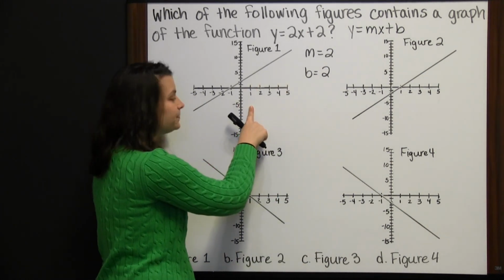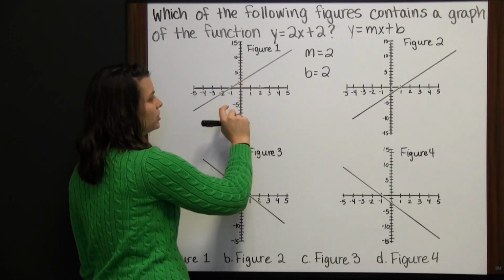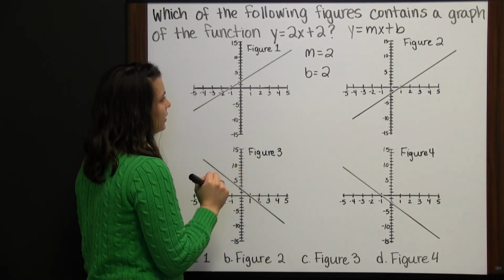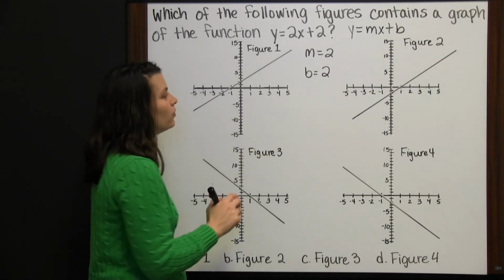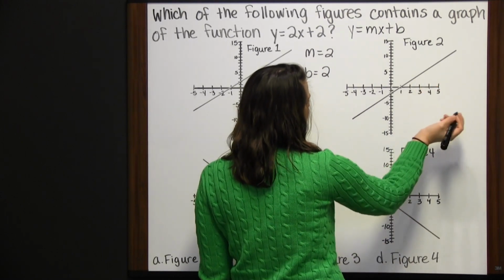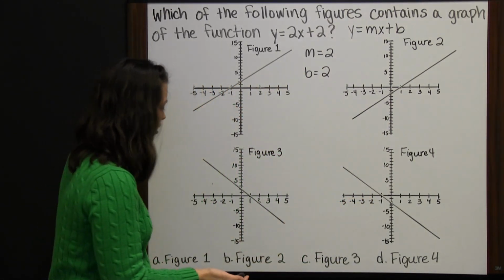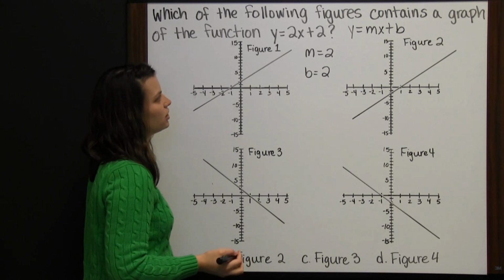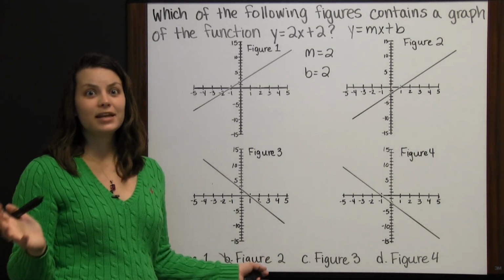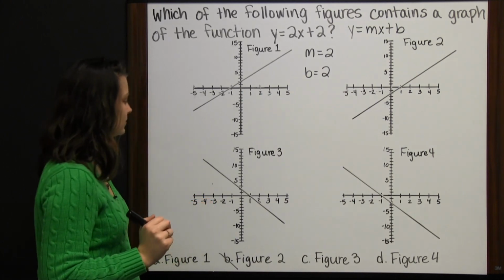Let's start with figure 1. In figure 1, this line is crossing the y-axis at 2. 1, 2, and the line's going through the y-axis there. So figure 1 is okay with the y-intercept. Figure 2, however, has the line crossing the y-axis at -2, which means that figure 2 cannot be a correct graph of the function y equals 2x plus 2. So figure 2 is out, which I love. You've eliminated an answer, which means you now have a 33% chance of getting this question right.